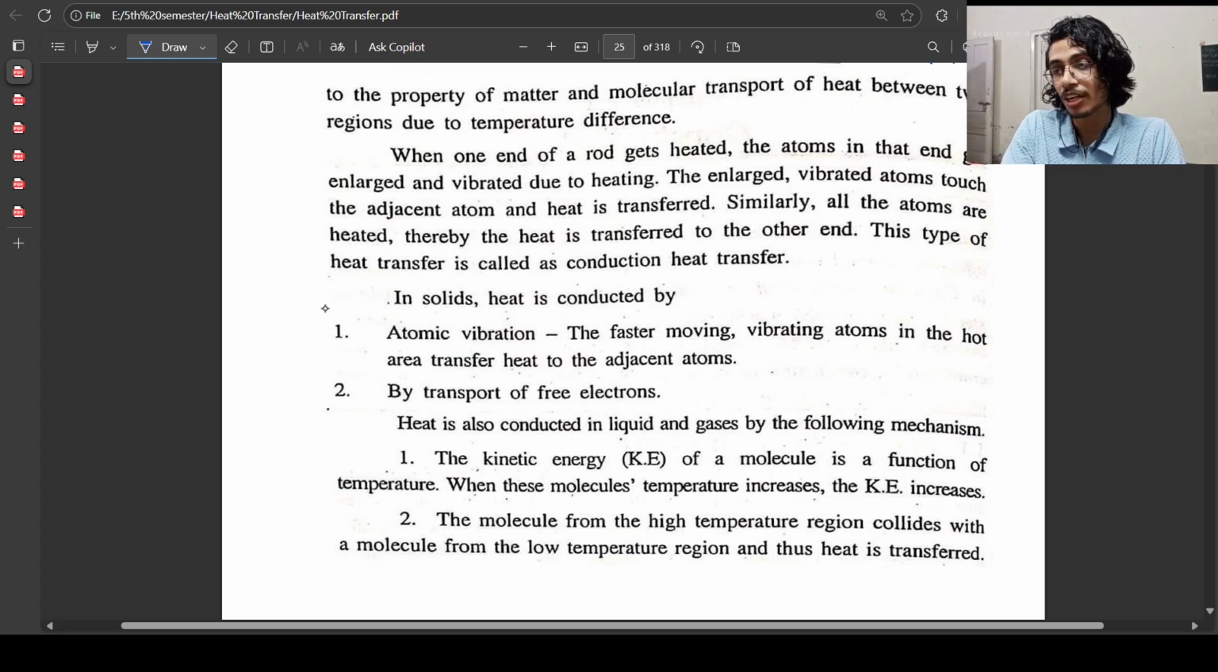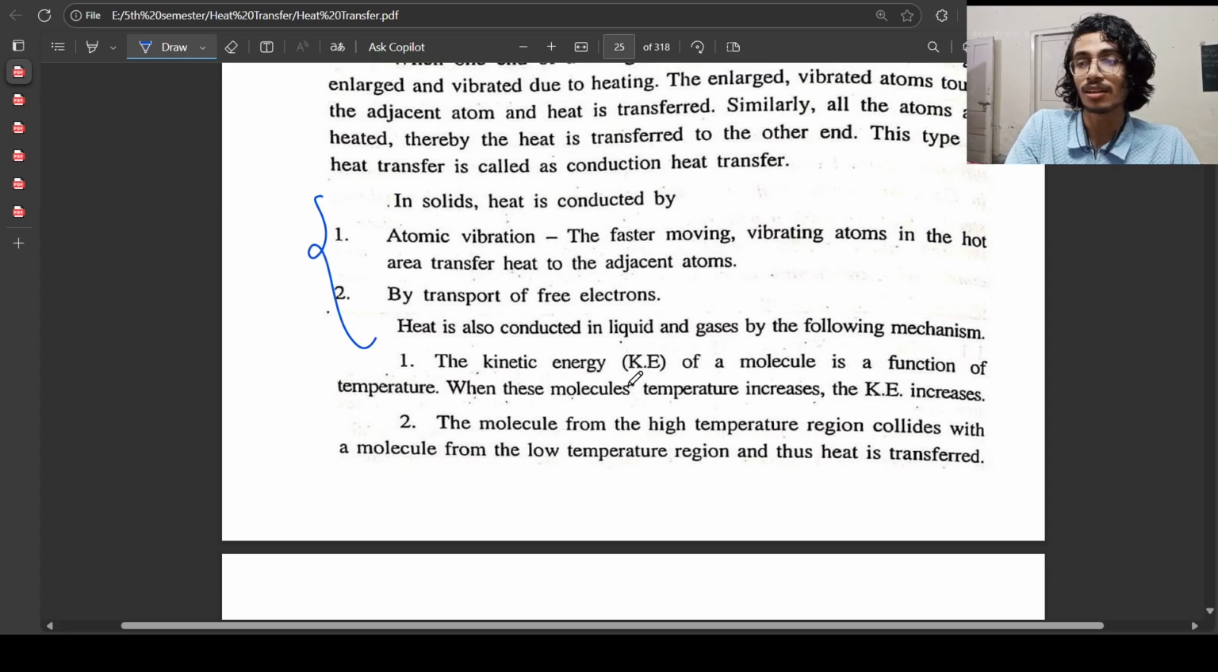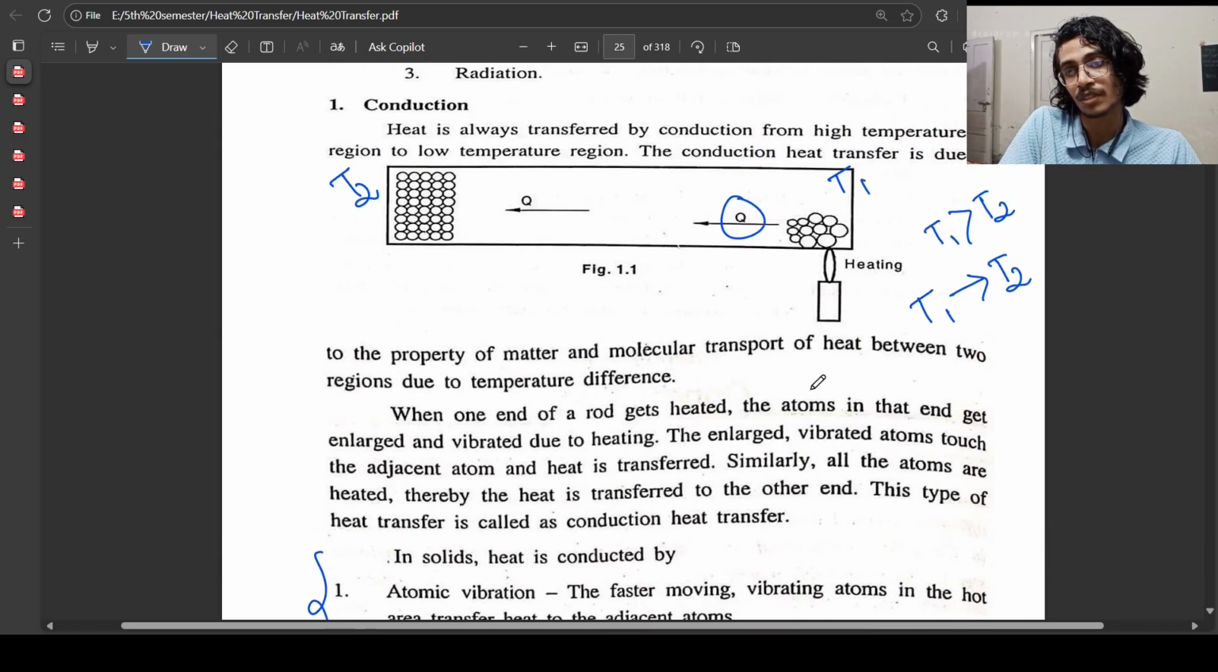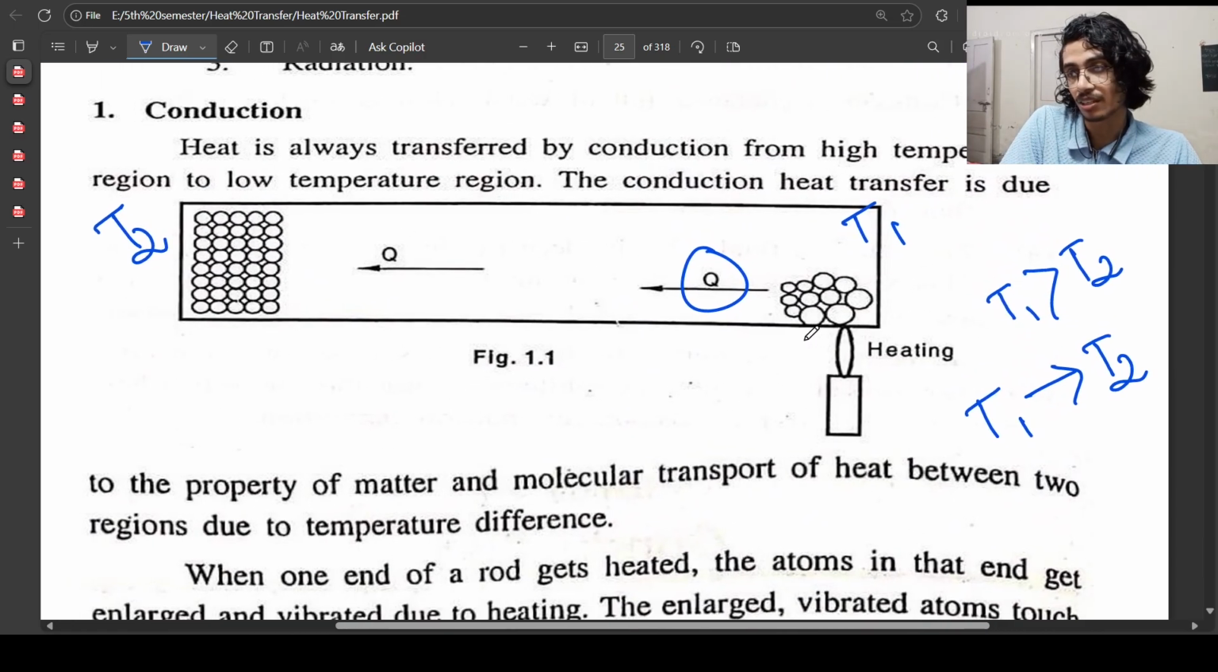Now take a look at these parts, right? How is this actually conducted? What is the mechanism? Mechanism is atomic vibration and the transport of the free electrons. The faster moving vibrating atoms in the hot area transfer heat to the adjacent atoms. You can understand it like this, from this picture. Okay, so this molecule, as it is absorbing the heat, it is getting excited and it is starting vibration on its own place.